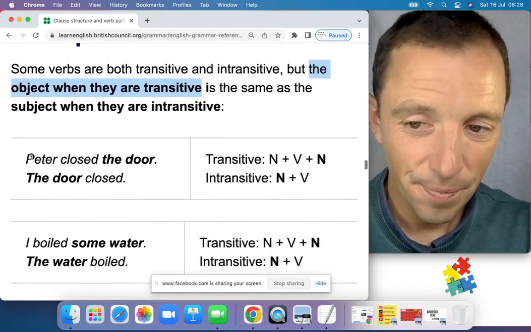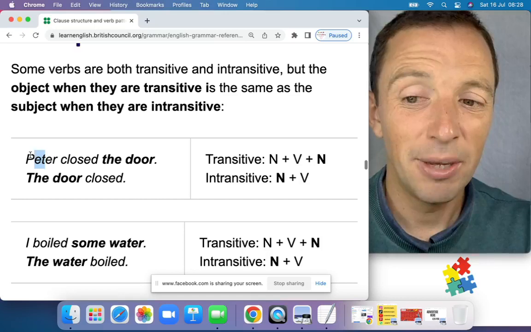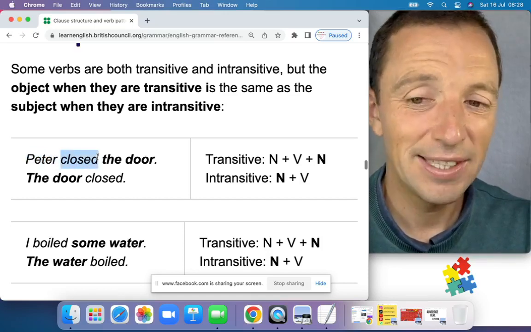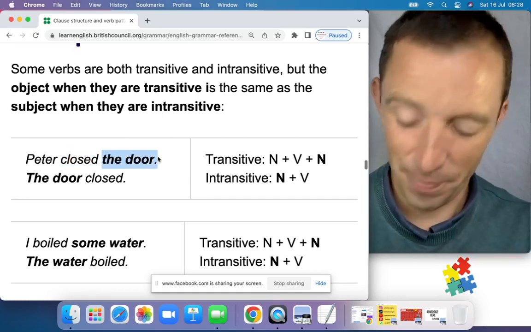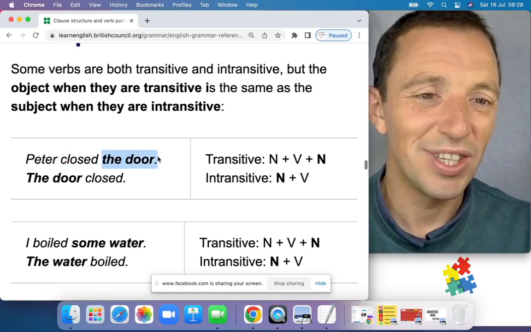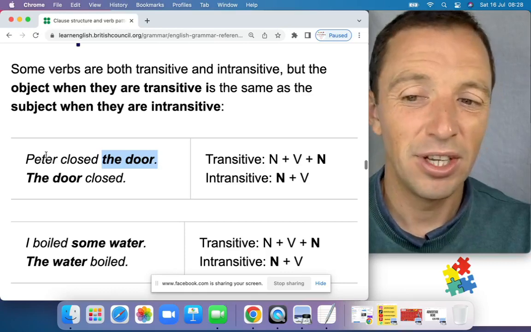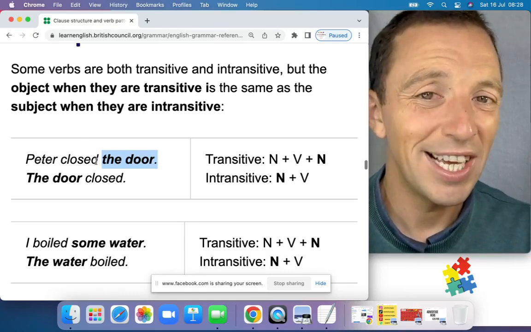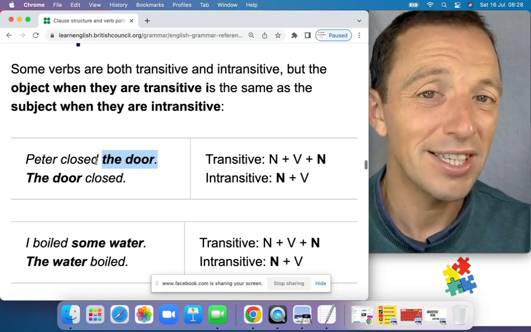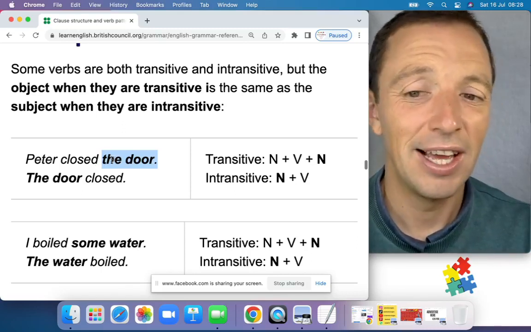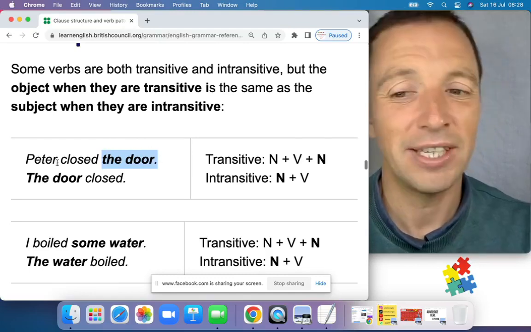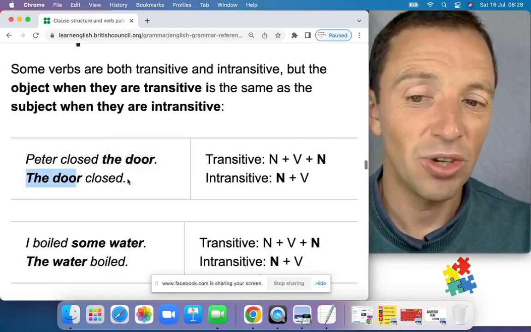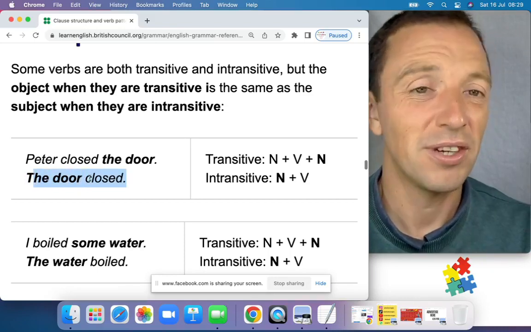For example, Peter closed the door. Peter is the subject, closed is the verb in the past, and the object is the door. So Peter closed the door, that's transitive. Subject, verb, object, but the verb to close is both possible transitive and intransitive, and in this special case, the object of the transitive is the subject of the intransitive. And the door closed is just a possible structure as well.